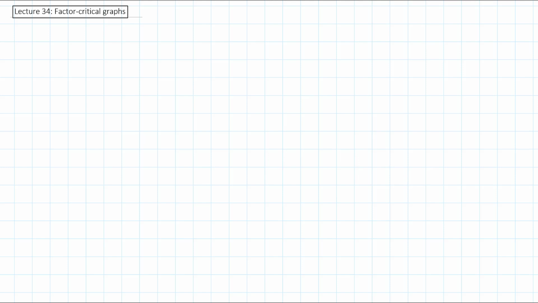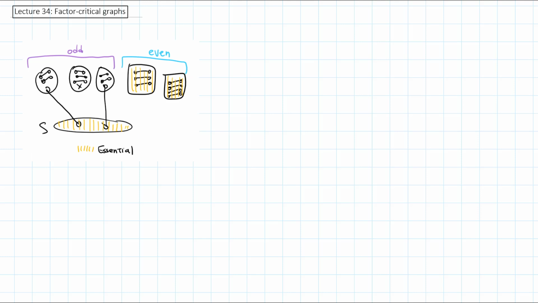Hello! We discussed Tutte sets last time, and we saw some of the structural information we can get on the graph based on the Tutte sets. For example, the vertices in the Tutte sets are all essential, and the even components after removing the Tutte sets all have perfect matchings. We will now discuss a special property about the odd components.